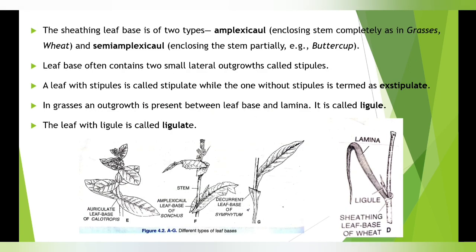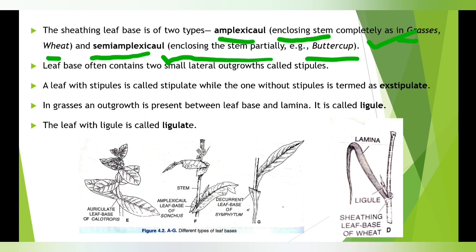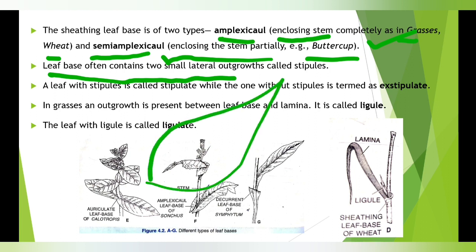Then the sheathing leaf base may be amplexicaul, which completely encloses the stem, present in grass and wheat, and semi-amplexicaul, where it encloses the stem partially, which is present in buttercup. Leaf base often contains two small outgrowths called stipules. Suppose this is a leaf, this is the petiole, this is the stem, and it contains outgrowths called stipules, where the stipule is present it is called stipulate, and where the stipule is absent it is called exstipulate.